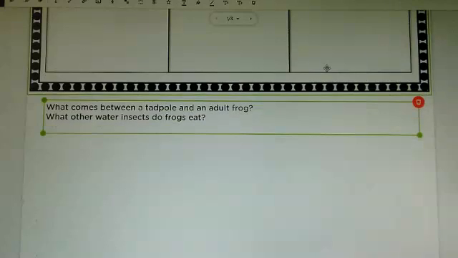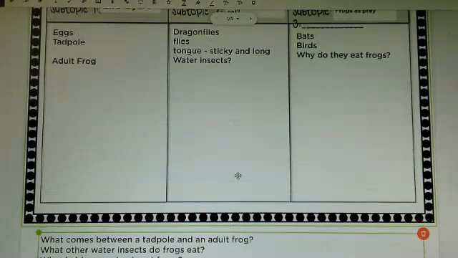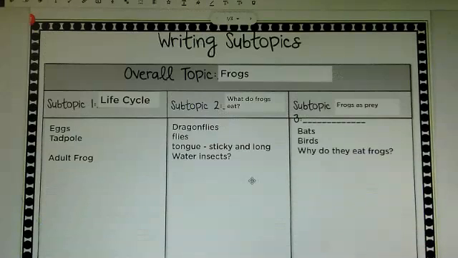And then I have another question. Let me scroll up some so you can see it. And my other question was, why do bigger animals eat frogs? So these are things that I still want to know the answer to. So I'm writing them down so I don't forget. Okay, so this is what you're going to be working on today for writing. Now, I know it's a lot of writing, but whatever you put on this page also needs to go in your journal. I'll show you a picture of what I mean.